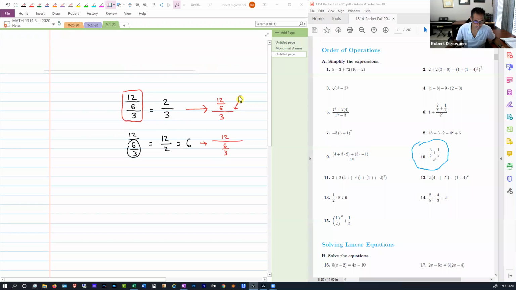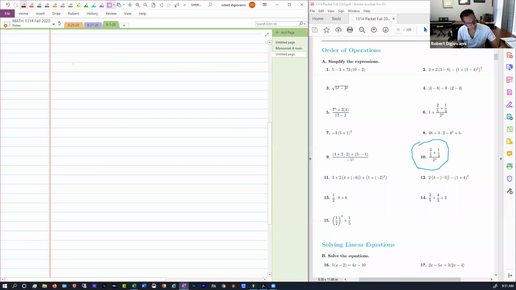Let's look at number 5. So number 5, you have 7 raised to the 3rd power plus 2 parentheses 4. That means 2 times 4. And then you have 17 minus 3. Like I was just saying, that long bar means that we have to do everything on the bottom, everything on the top, and once we're done, then we combine them. You can almost imagine there's a parenthesis around everything on top and a parenthesis around everything on the bottom. You have to completely finish those out before you actually do the division.